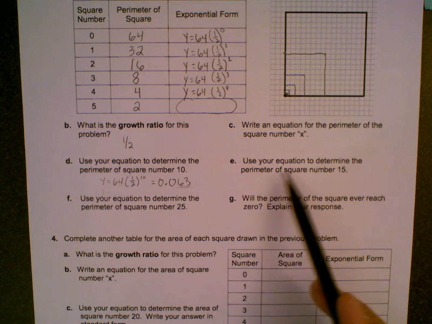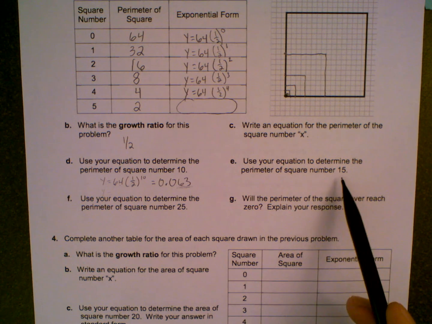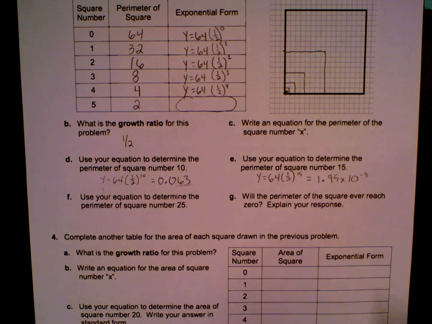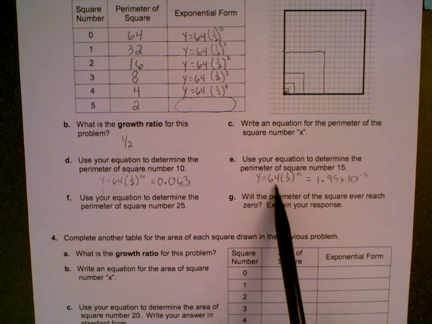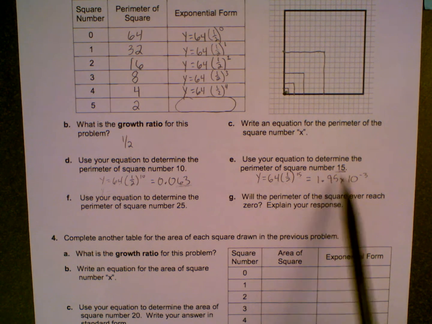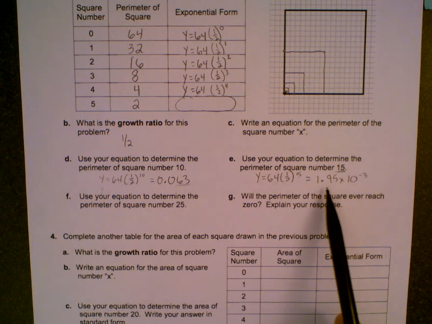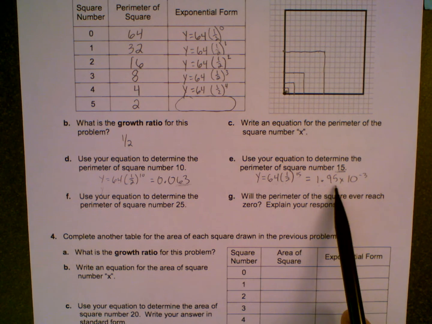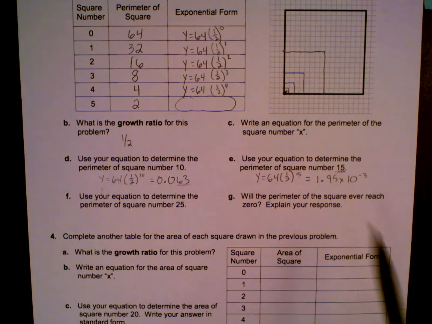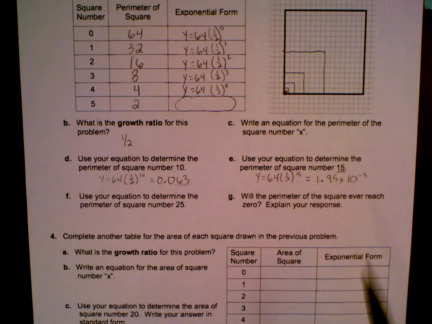Next question, use your equation to determine the perimeter of square number 15. Go ahead and try this one on your own. Pause the video, then when you come back, the answer will be there. All right, so y equals 64 times 1/2 to the 15th power, since this is square number 15. I put my answer in scientific notation, 1.95 times 10 to the -3. Once again, I rounded to two decimal places here.